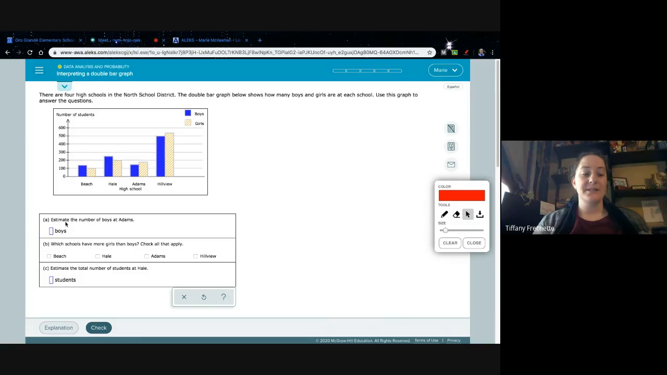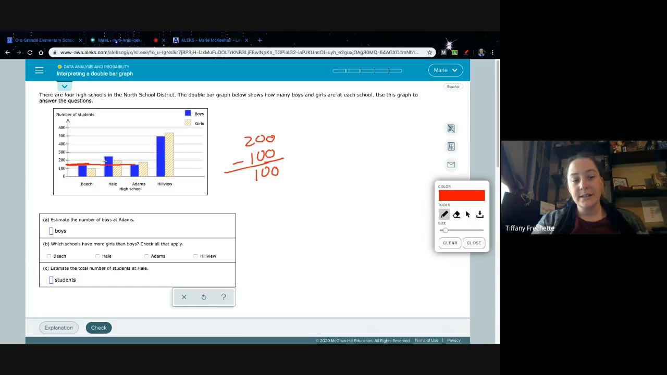All right, so this says estimate the number of boys at Adams. So I want to go to Adams High School, and I want to estimate the boys. So I'm going to come over here, and I'm going to try to draw a nice straight line here. So it looks like it's close to the halfway mark here. So remember, it's in between 200 and 100. So that's where it's in between these two numbers. I'm going to subtract really quick. So we get 100. So there's 100 numbers in between here. To get from 100 to 200, we need to add 100.